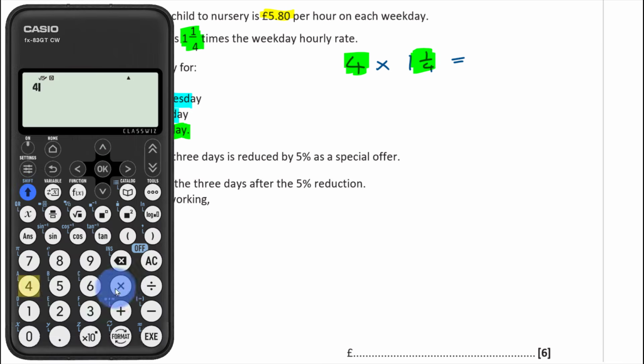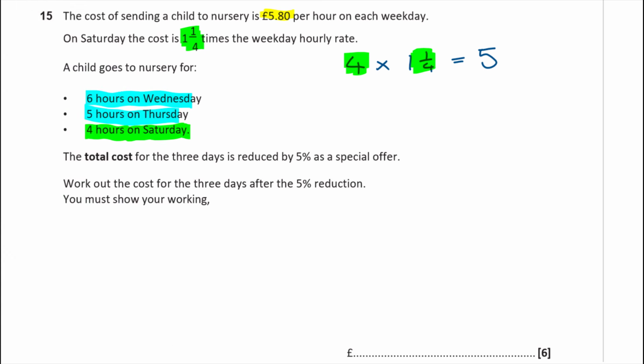I'm just going to do that on the calculator because I've got a calculator on my desk for this one. So 4 times, going to use the shift key to get the mixed number button and type in 1.25 there. Press equals, you can see it's equal to 5. Now you could have done that another way, but got a calculator, might as well use it. So that 4 hours on Saturday counts as 5 hours in total that you need to charge.